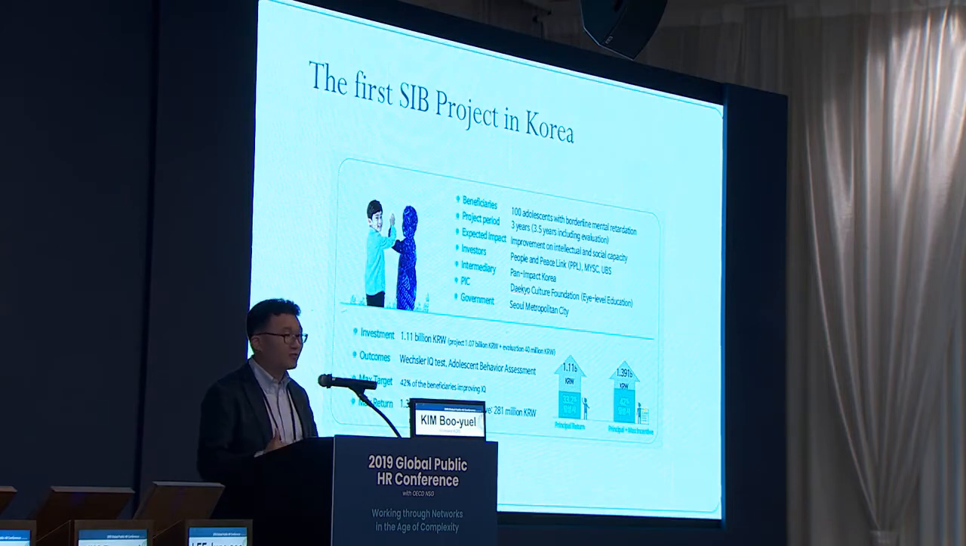So that's the basic structure. Here, if 33% of our beneficiaries improve their IQ to the normal range, then we receive our principal, like $1 million. And if further, 42% of the children improve their IQ, then we receive our principal as well as the incentive. So our maximum incentive was about $250,000.